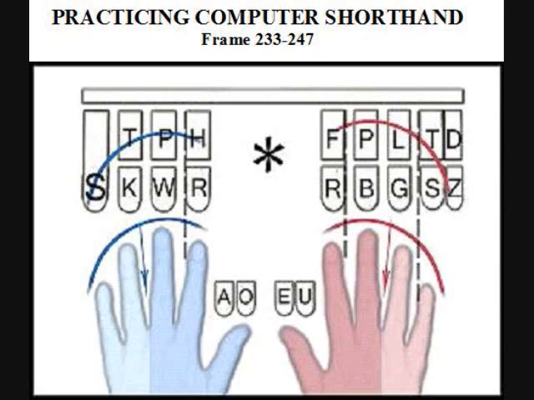Okay, frame 236 is know, K-N-O-W. I know, you know, we know, they know, might know, may know, could know, should know, would know, will know, shall know.